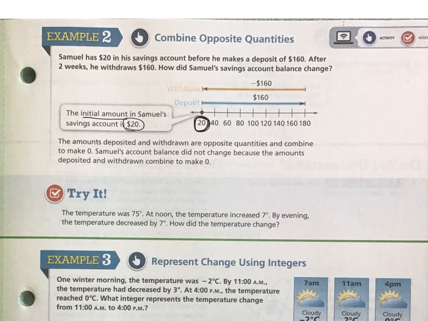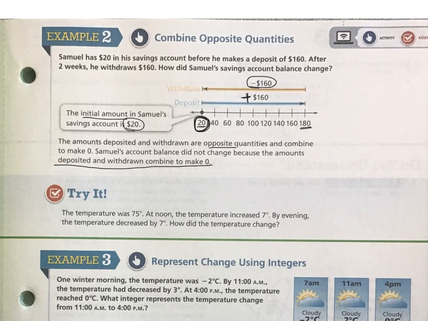He made a deposit of $160, so he added $160 to his account balance, which takes his overall balance to $180. But then 2 weeks later, he withdraws $160, which is the taking away or a negative integer, and that takes him back to the $20 where he started. So what is the overall change in his account balance? Well, in this case, Samuel's account balance did not change because the amounts deposited and withdrawn combined to make 0.